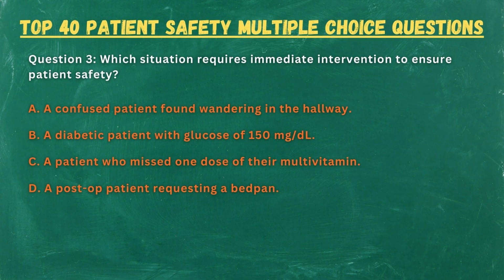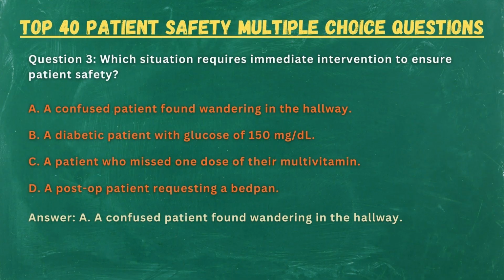A. Confused patient found wandering in the hallway. B. A diabetic patient with glucose of 150 milligrams per deciliter. C. A patient who missed one dose of their multivitamin. D. A post-op patient requesting a bedpan. Answer. A. A confused patient found wandering in the hallway.